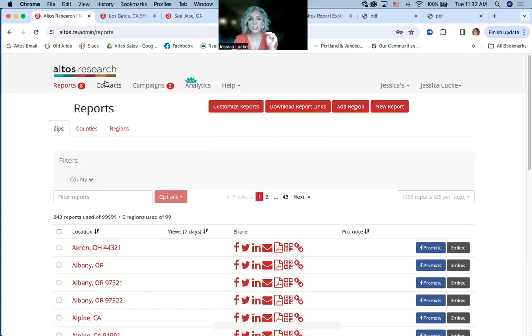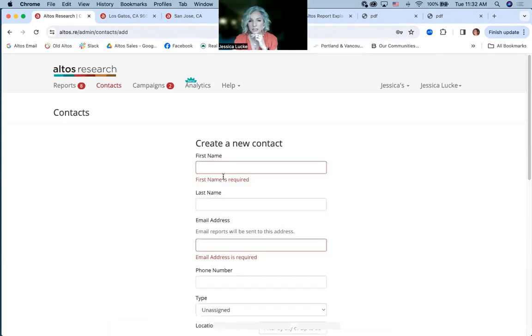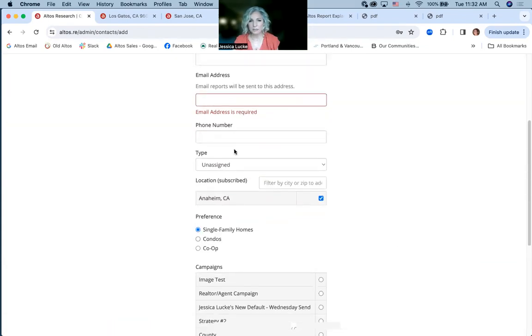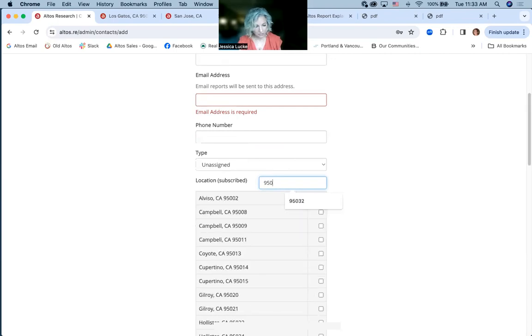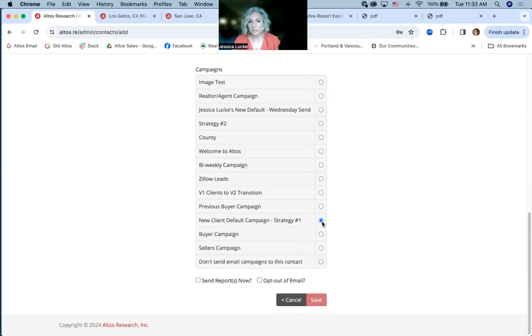And then lastly, I want you to go add yourself as a contact. Start receiving these in your inbox and start thinking about getting these in front of your clients if you haven't done so already. So click on contacts, add a contact, right? Your first name, last name, email address, and then make sure that you put a report. So 95032, select it, make sure you're assigned a campaign, and then hit save. Okay, start receiving those reports.